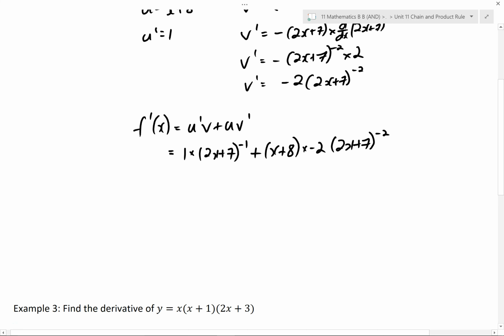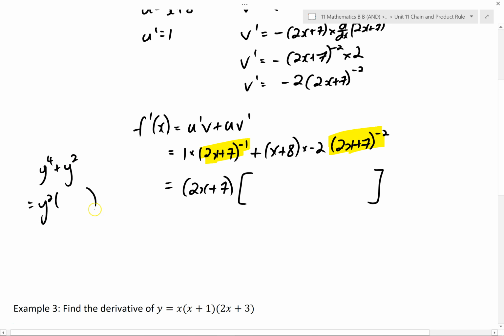Okay, so we want to see if we can do some simplification or factorization here. We'll see that we have a common factor between both of these of 2x plus 7. So 2x plus 7 will come out the front as the highest common factor. But we always choose the smallest number as our power. Like for example, if I was trying to factorize this, I'd take the y squared as the power, the smallest of the two. The smallest of these two powers is negative 2.